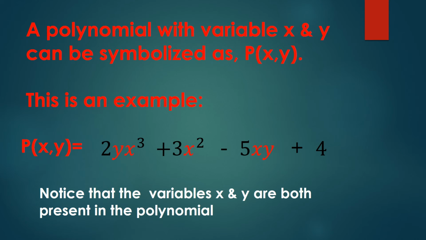The next example, a polynomial with variables x and y, can be symbolized by P brackets x comma y. So it's a polynomial having an x variable and a y variable in various combinations. You see 2x to the third y to the fourth plus 3x squared minus 5xy plus 4. There are 2 types of variables, x and y. Notice that the variables x and y are both present in the polynomial, symbolized by P brackets x, y.